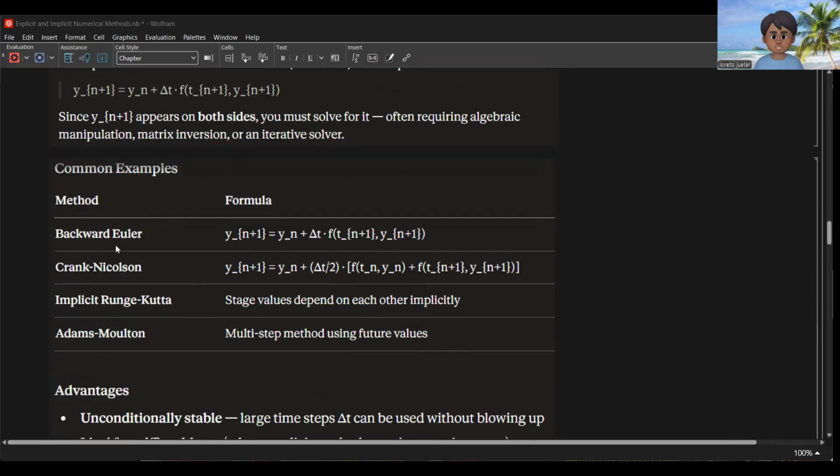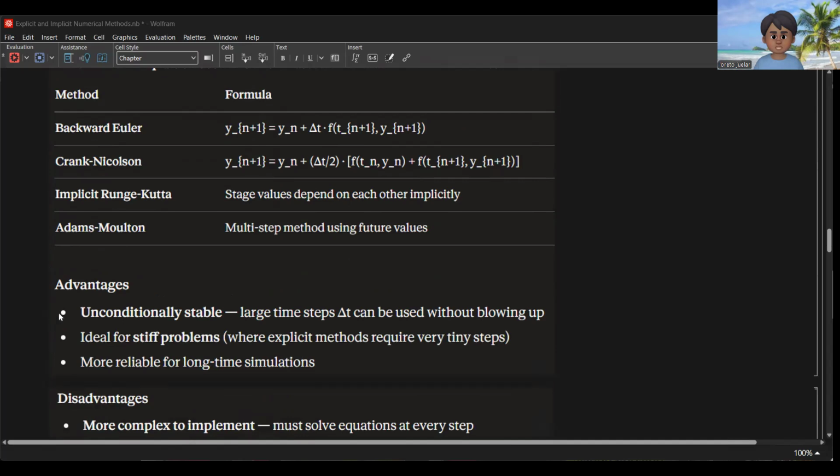So we have the common examples here. This is the backward Euler. The backward Euler is y sub n plus 1 equal to y sub n plus delta t times f of t sub n plus 1, y sub n plus 1. Then we have the Crank-Nicolson method, these are the equations. Then we have the implicit Runge-Kutta, where stage values depend on each other implicitly. Then Adams-Moulton, known as the multi-step method using future values.